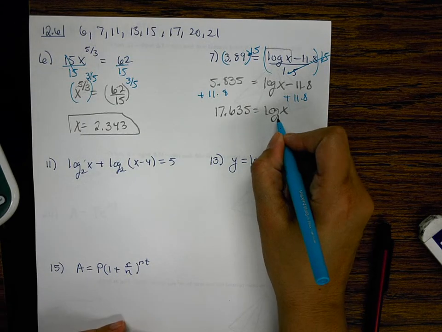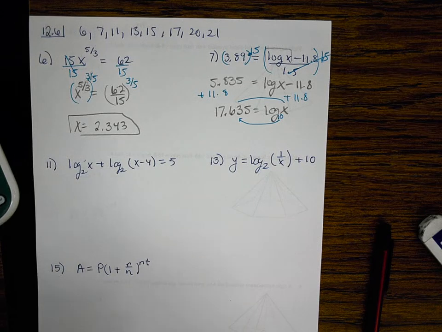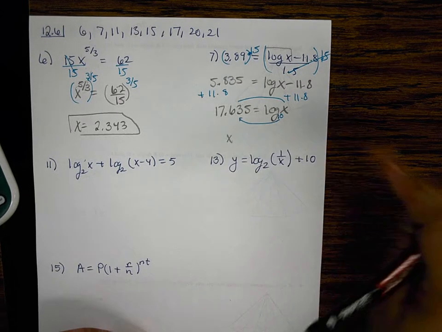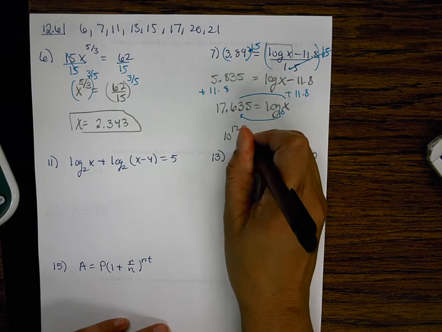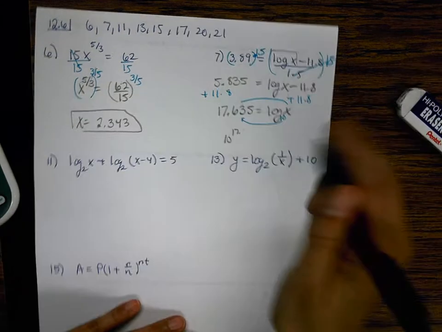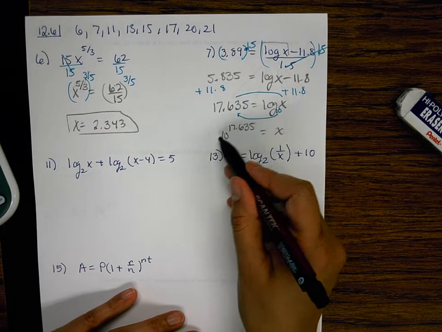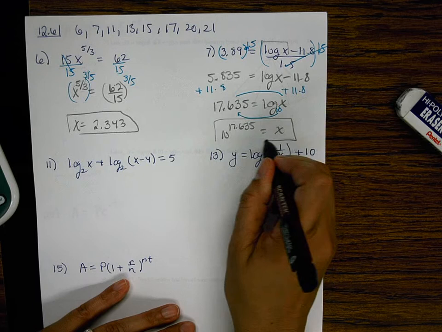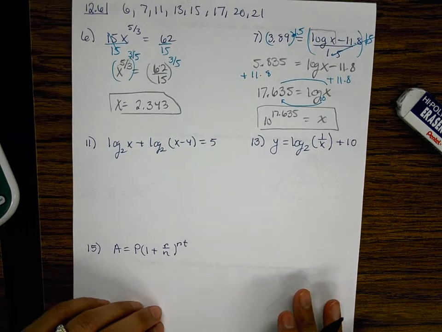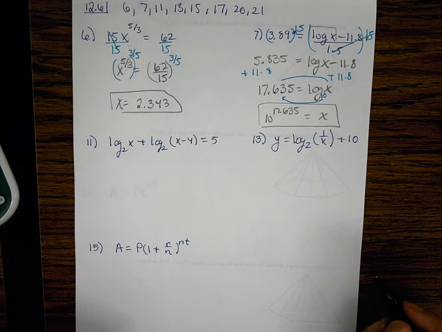What's the base here that I'm going to wrap around? It's a base of 10. So 10 raised to that decimal, so x equals 10 raised to the 17.635. Now I'm not going to plug that in the calculator because that's going to end up being a really big number, so I'm just going to leave it like this, 10 raised to that power. All right, next one, number 11.